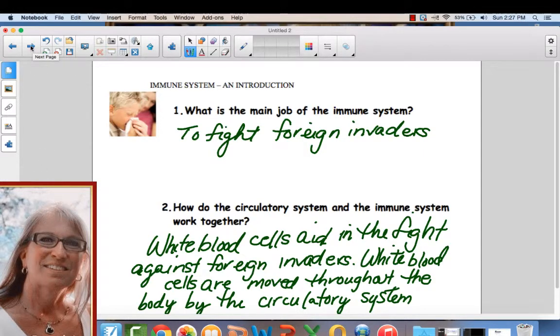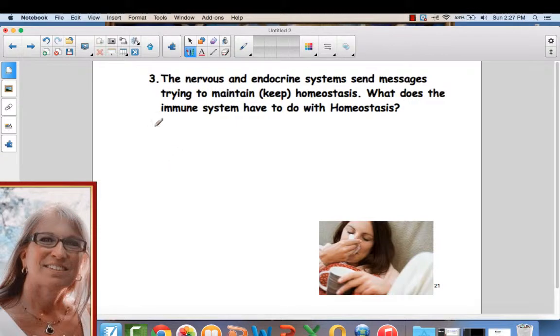And the last question that we need to look at is the nervous and endocrine systems send messages trying to maintain or keep homeostasis. We just learned that. So for example, remember when you eat something and your blood sugar goes too high, the endocrine system says, pancreas, pancreas, release some insulin, and the insulin lowers the blood sugar. So we want to know, how does the immune system have something to do with homeostasis?